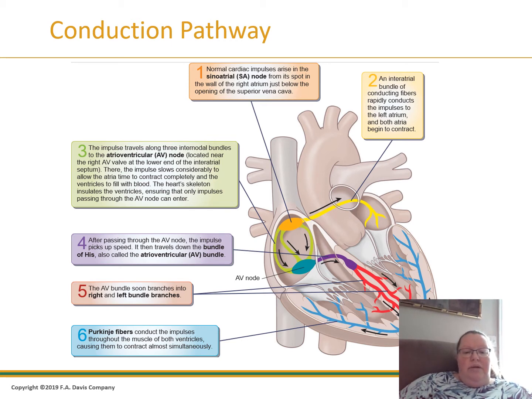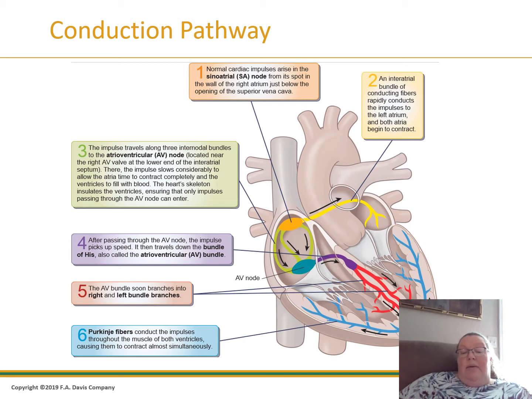So down here are the Purkinje fibers, and they conduct the impulses throughout the muscles of both the ventricles, causing them to contract almost simultaneously. Remember, the AV bundle soon branches into the right and left bundle branches. It's hard to see with my face in the way, so let me go ahead and do that.